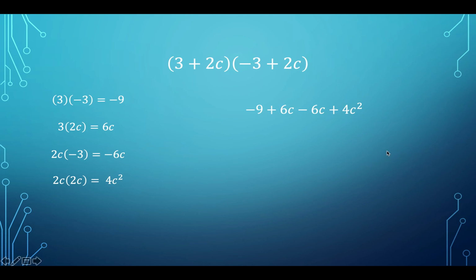Then we convert it to this and we're left with negative 9 plus 6c minus 6c plus 4c squared. Combine our like terms. So 6c minus 6c cancels out. So now we're left with negative 9 plus 4c squared. And this right here is our final answer.